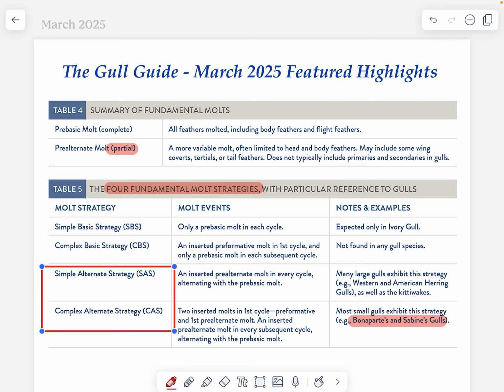The only exception to this is ivory gull, which is kind of a weird case. It goes from juvenile plumage directly into its adult plumage, so there are no inserted partial molts. It doesn't have a pre-alternate molt, or at least it's believed not to.